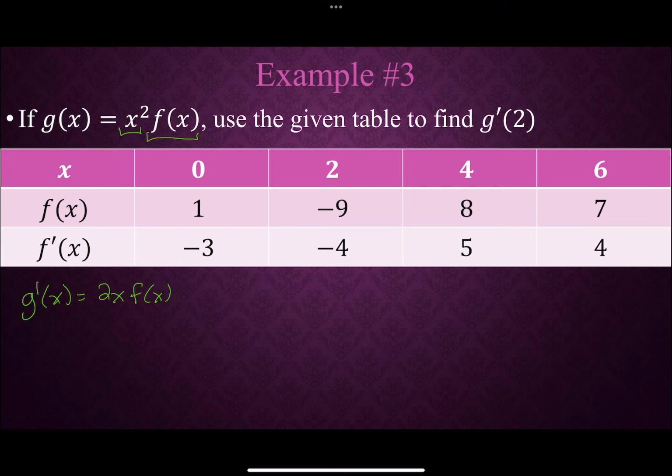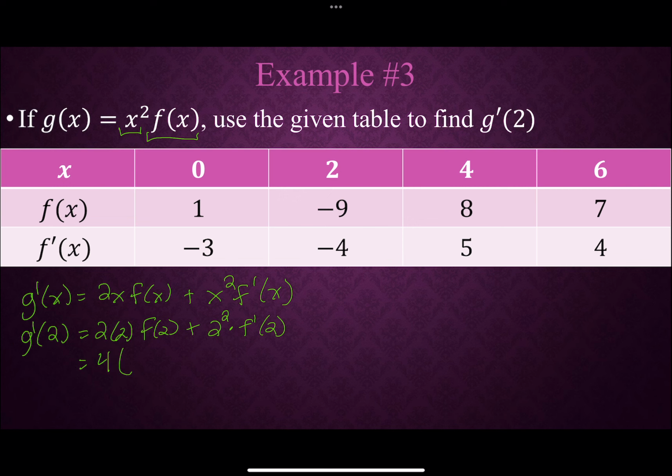So x squared's derivative is 2x, leave f of x alone, and then plus leave x squared alone, and f of x's derivative is simply f prime. We don't know what f of x is, so all we can do is say the derivative is f prime of x. So we want to find g prime at 2. So it's 2 times 2, f of 2, plus 2 squared times f prime at 2.